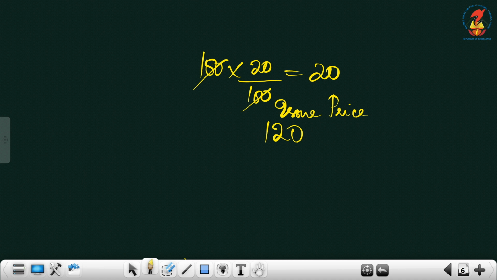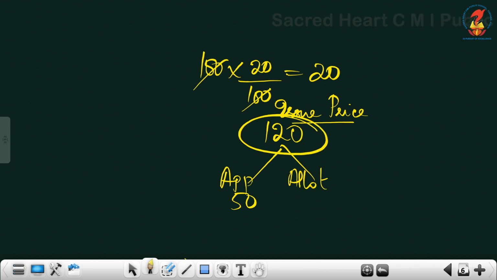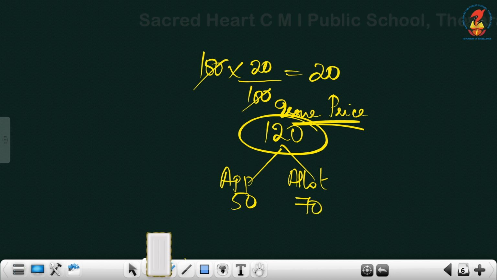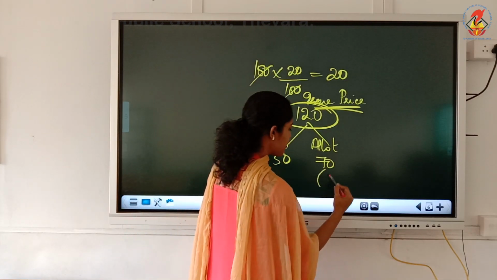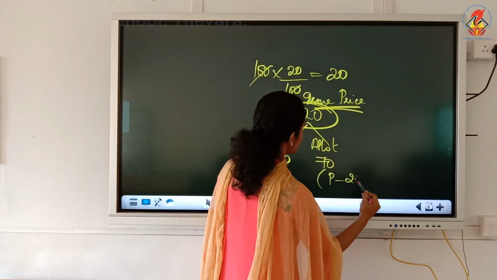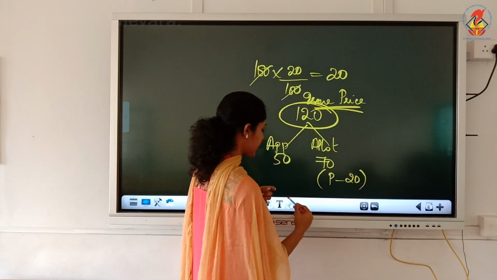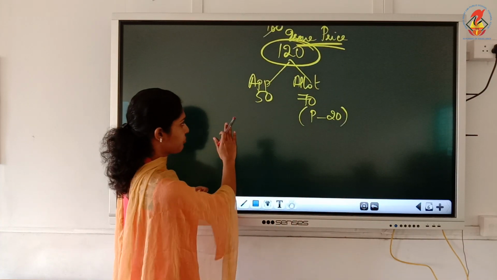Then the installment method you are following. Application 50. Allotment, the balance is what they are saying. Application is 50. So what is the balance? To make it 120, you are collecting the issue price, not the face value. So to make it 120, it will be 70. And since nothing is mentioned, premium will be included in this 70. Premium 20 will come in this 70.